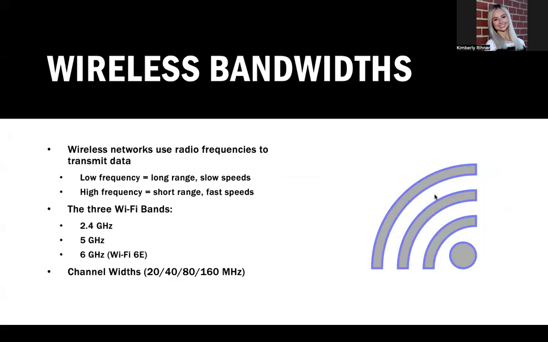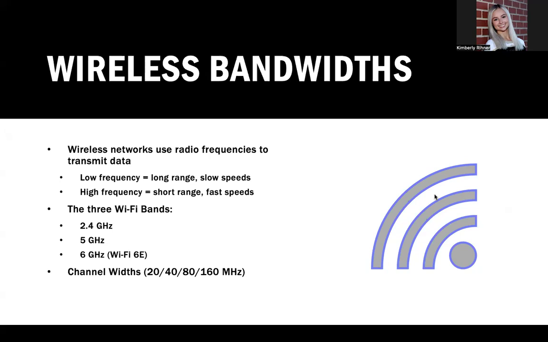In the second lesson, we learned about wireless bandwidths. Wireless networks use radio frequencies to transmit data. Low frequency waves are long range, slow speeds. So basically, it means that they travel farther and penetrate walls better. And then high frequency, of course, is going to be the exact opposite. These waves are short, which means they attenuate faster but carry more data.